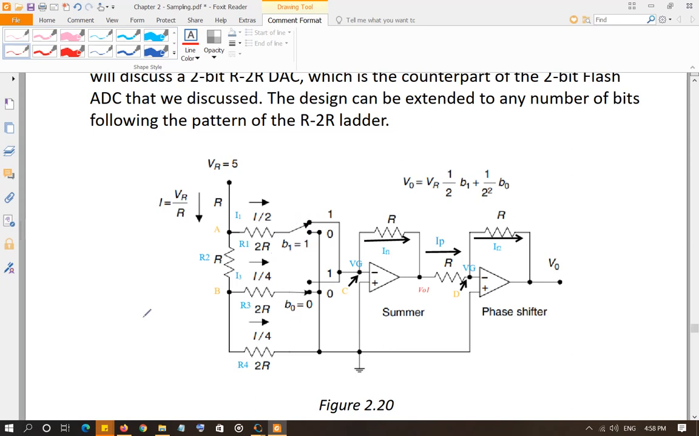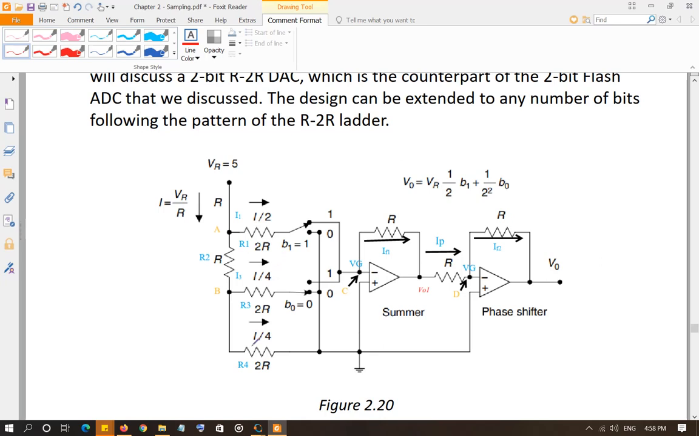As we discussed in the ADC, the flash ADC, we just discussed using 2 bits. So basically this is the opposite of the 2-bit flash ADC that we discussed. I'm assigning some variables to different resistors so that I can refer to them by name and you will understand them. So this is my R1 right here, this is my R2, R3, R4.